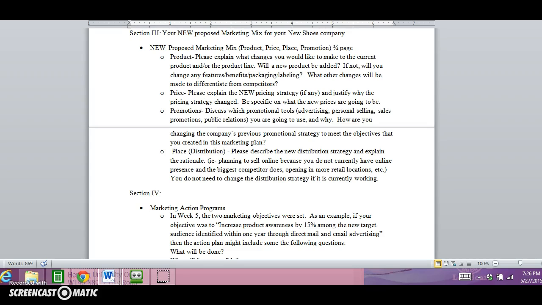When looking at the product, I would like you to explain what changes you would like to make to the current product and or product line. Will you add a new product? If not, will you change any of the features, benefits, packaging, labeling, etc.? What changes will be used to differentiate your product from the competitors? In terms of price, please explain your new pricing strategy, if any, and justify why the pricing must be changed. Be specific on what the new prices are going to be.